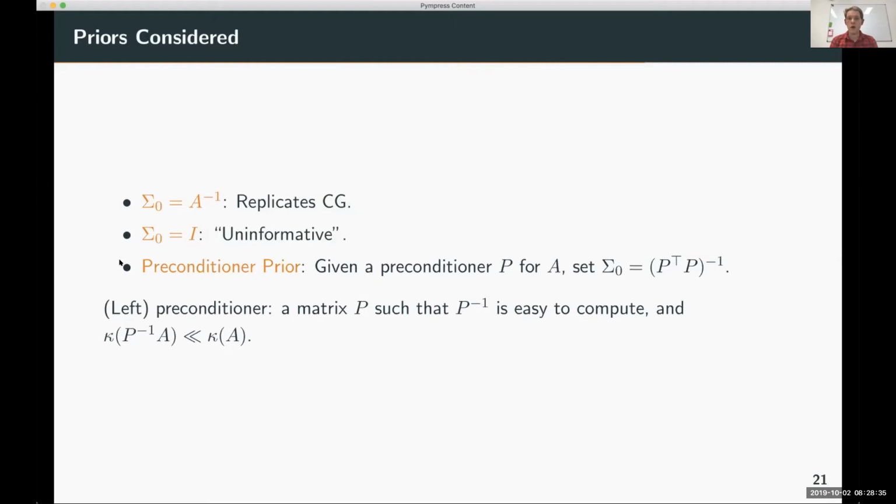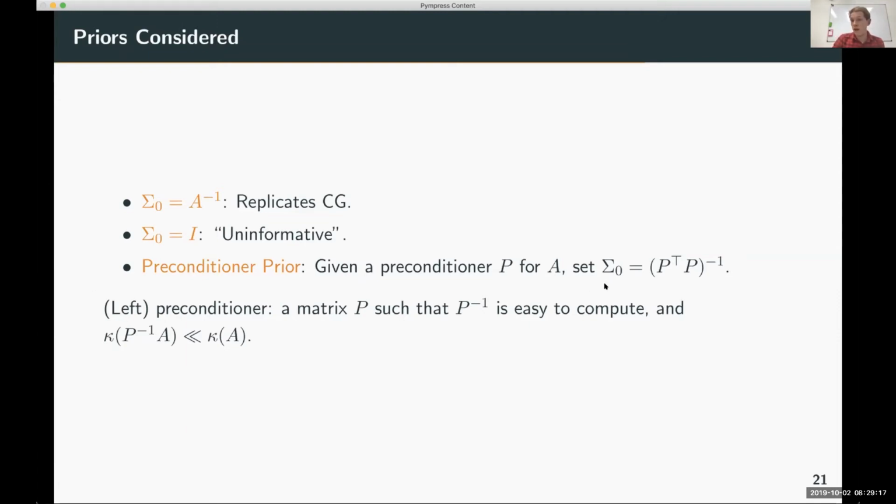A preconditioner for a linear system is a matrix P, which has two properties that are very important. The first one is that we can compute its inverse very straightforwardly, because the matrix has some structure that we can exploit to compute that inverse. And secondly, we have the property that the condition number of P inverse applied to A is much, much smaller than the condition number of A itself. Assuming that we can find such a preconditioner, and preconditioning for linear systems is a very widely studied thing, often we will be able to find a preconditioner for a particular problem we're interested in.